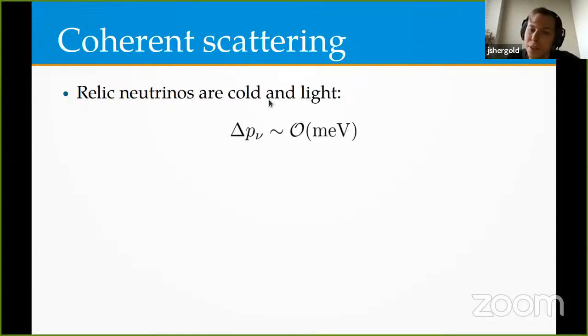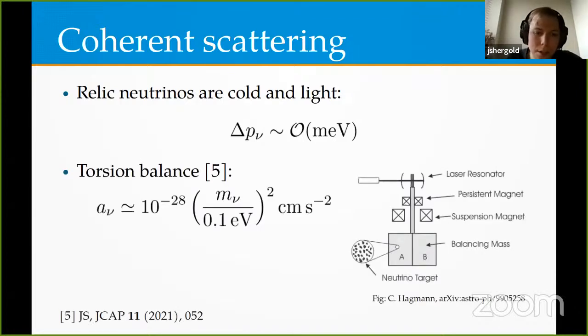It's because relic neutrinos are very, very cold and light. So neutrinos, of course, are very, very light. They have a very small mass and they have a very small momentum in the case of relic neutrinos. So every time they scatter, they only transfer, on average, something of order a few milli-electron volts of momentum to the target, which is basically nothing. This is something you're never realistically ever going to see. However, it does give rise to a very small acceleration, and you can estimate how big this is for, say, again, something like a torsion balance, and you find that it comes out to be something like 10 to the minus 28 centimeter per second squared, depending on the neutrino mass.